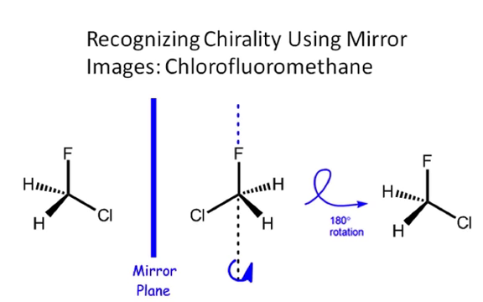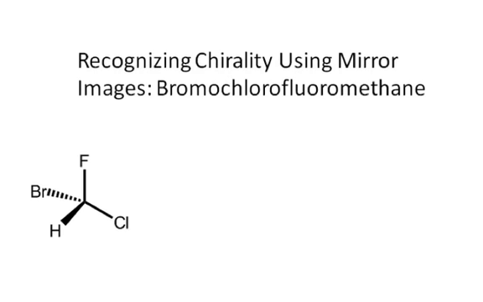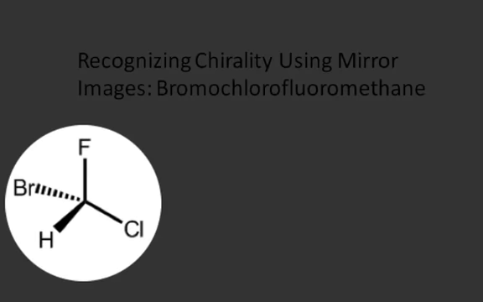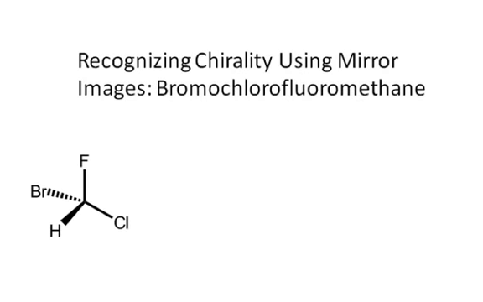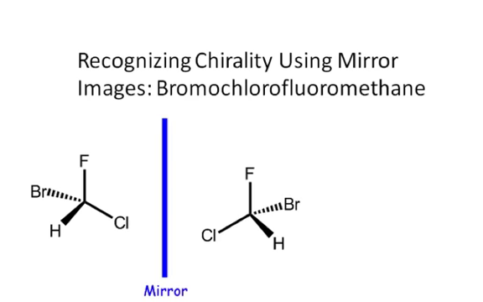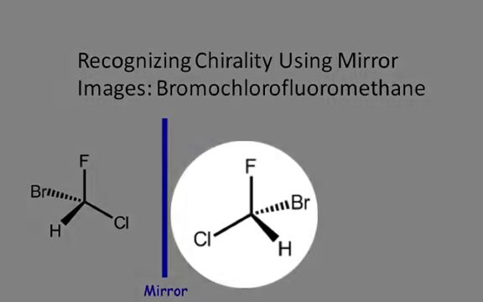If we move on to an example of bromochlorofluoromethane, we could see that its carbon atom is bonded to 4 different substituents, and thus it has a stereocenter. Having a stereocenter only tells us that this molecule might be chiral. We still have to perform one of our tests to prove that this molecule indeed is chiral. If we first draw a mirror reflection of this image, we can see that we generate this molecule on the right.